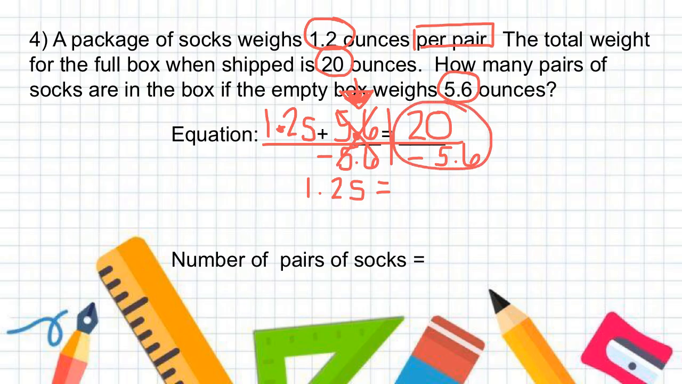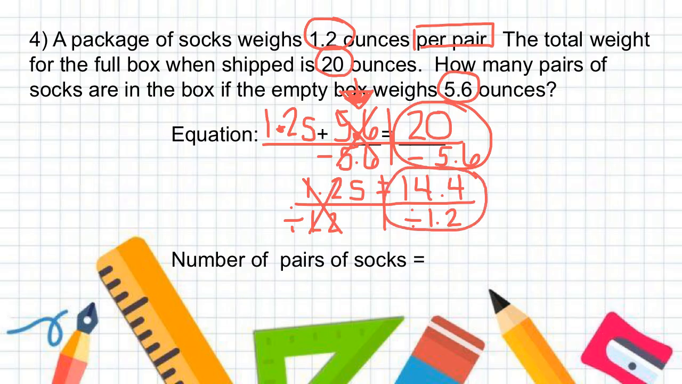and 14.4 on the right. Step 2, I'm going to multiply or divide. The opposite of multiplying by 1.2 is dividing by 1.2. My 1.2's on the left cancel, and my socks will be whatever that is. I am going to end up with 12 pairs of socks.